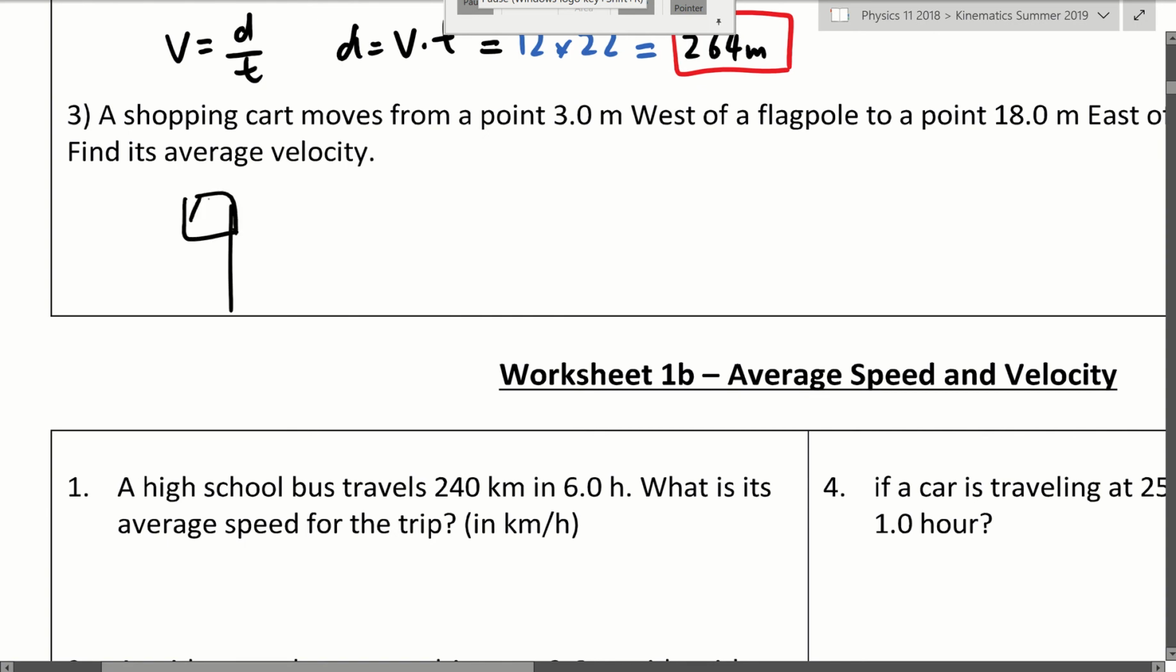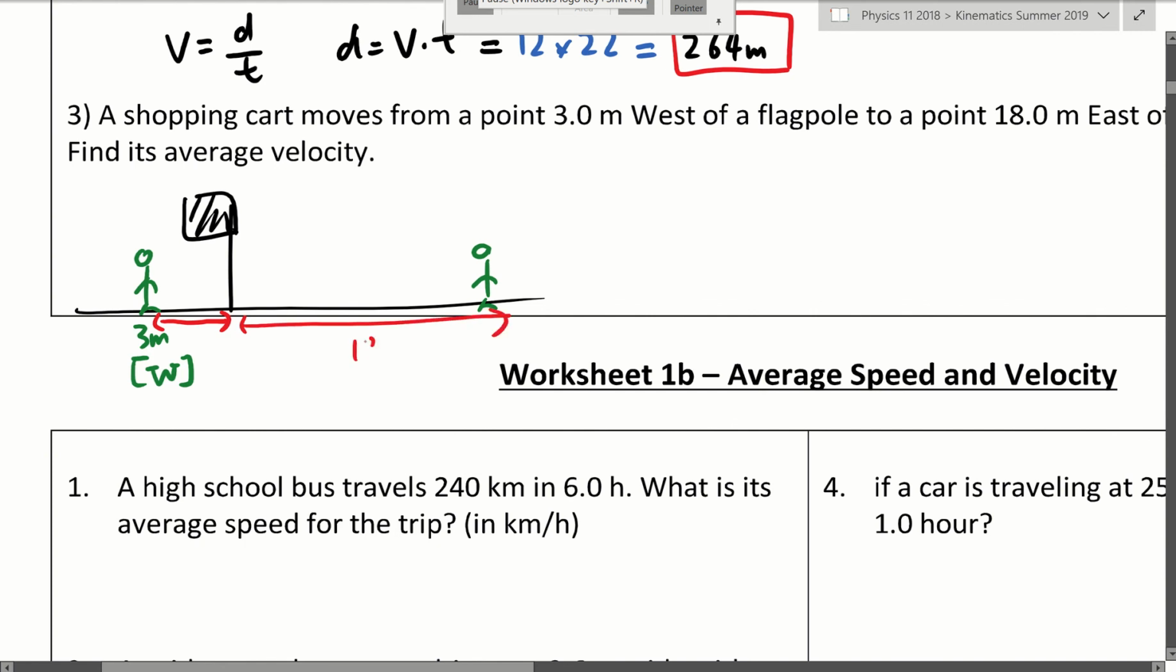This is a flat pole right here, and that's the ground. Now, you are moving from this location, which is 3 meters west of the pole itself, to a location 18 meters east of the flat pole at the end. So you're ending up here. Okay.